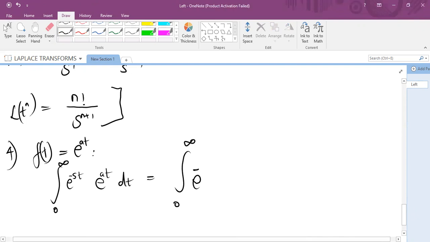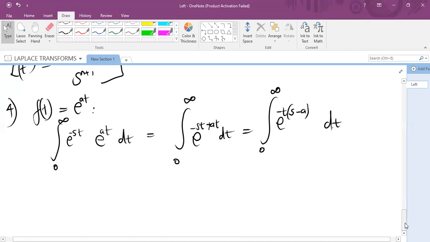This is how I put them together. Let's do it like this at first. Let's put them under the same power, so we'll have e^(-st + at) dt. This is the same as the integral from 0 to infinity of e to the power of negative t, taking t out, and I will remain with (s minus a) dt. So this is what I basically integrate and replace the ranges.